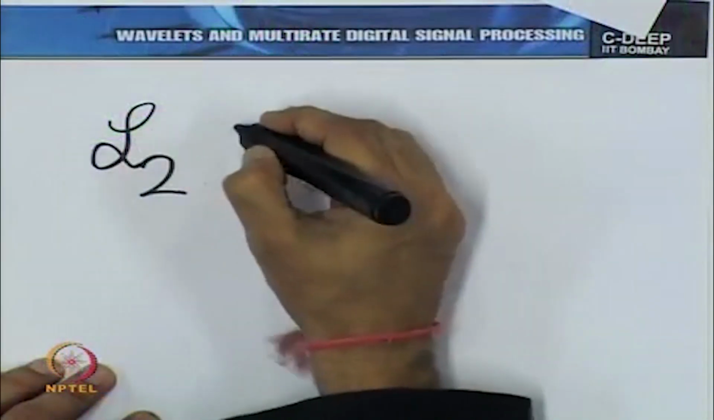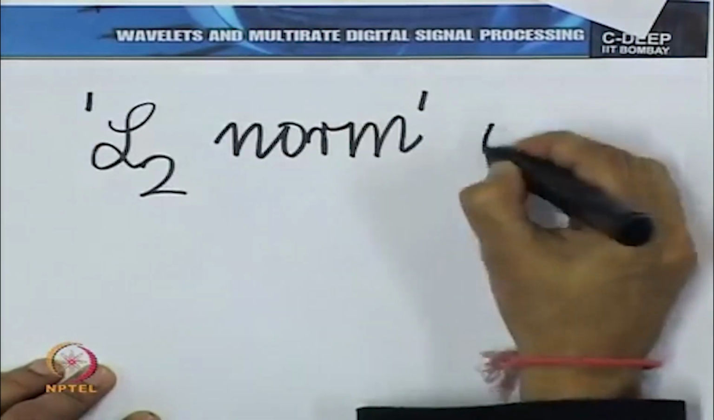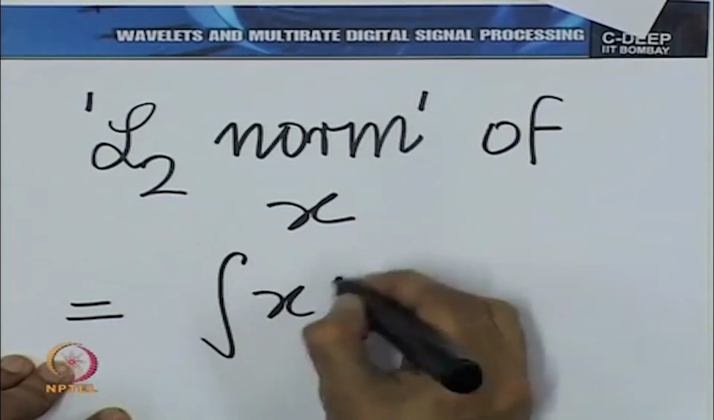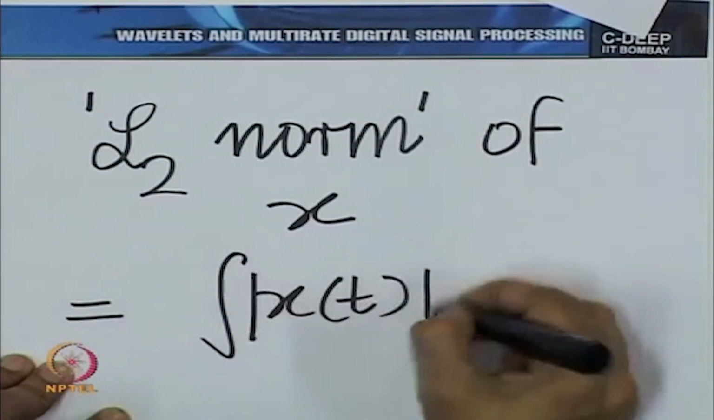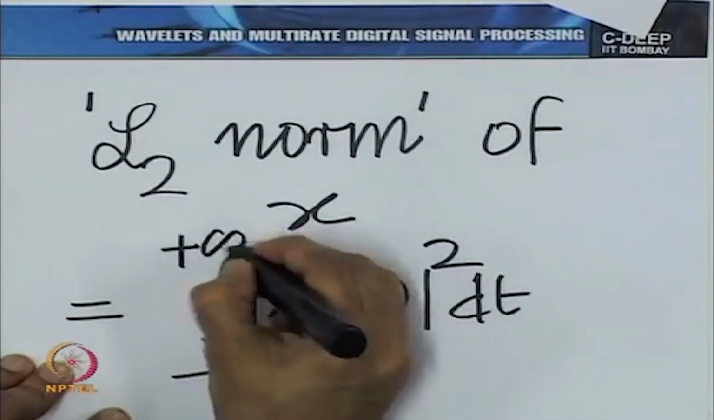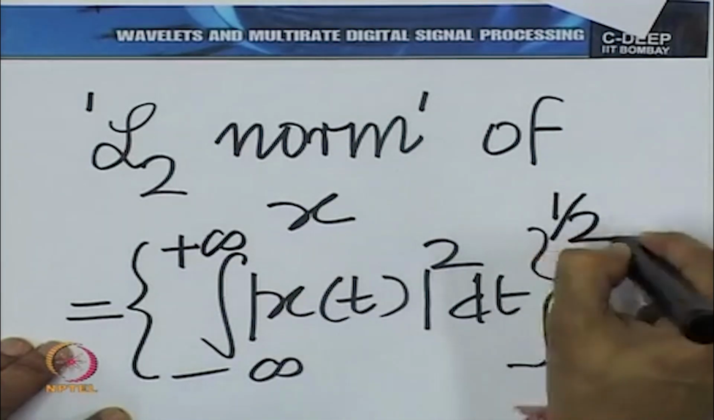So, we say the L2 norm of x is essentially mod x(t) squared dt integrated over all t, and to be very precise, this needs to be raised to the power half.